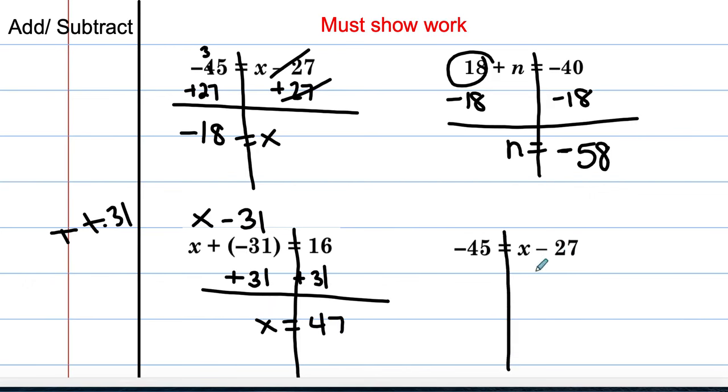All right, and negative 27, so let's add 27 to both sides. I feel like we did this one right here. We did, and I get a negative 18 equals x.